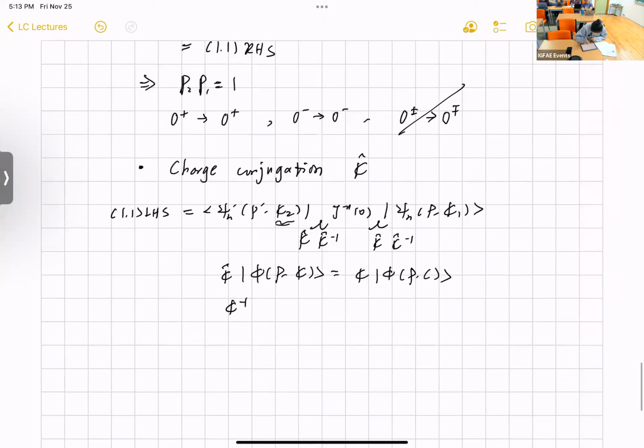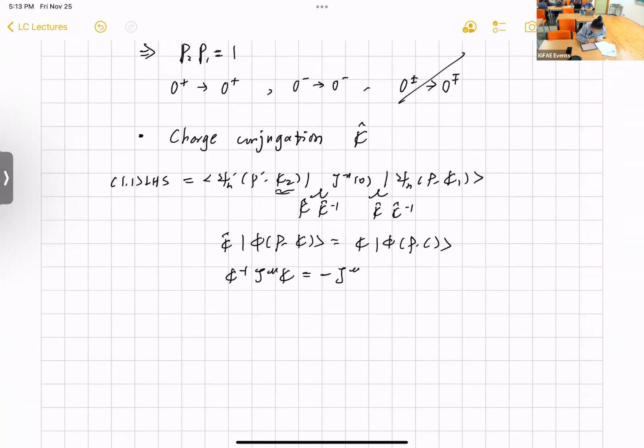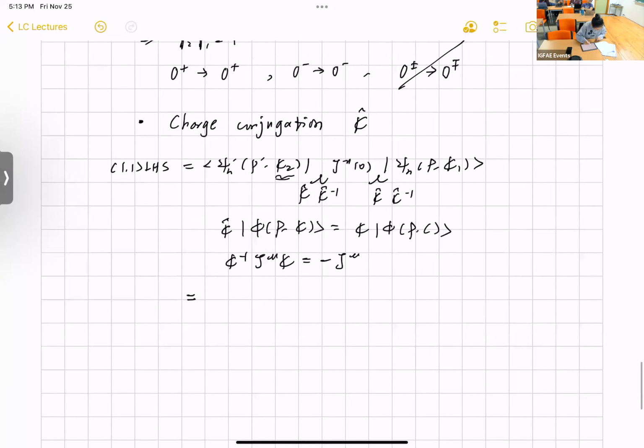But note the difference from the parity operator is that when it acts on the vector like G mu, it will give me the negative sign. Okay, so G mu is the electromagnetic current that we'll be looking at. So what this means is that I would get a negative sign from this operation on G mu, and then I would get the charge conjugation of the H and H prime.